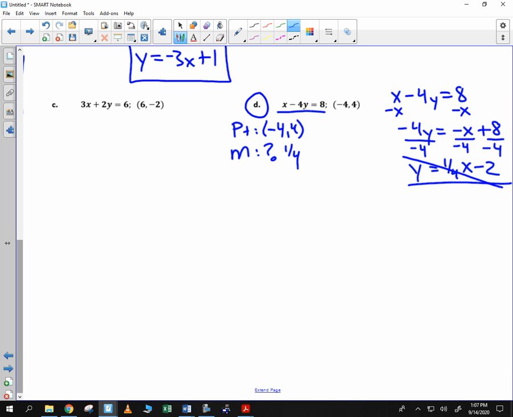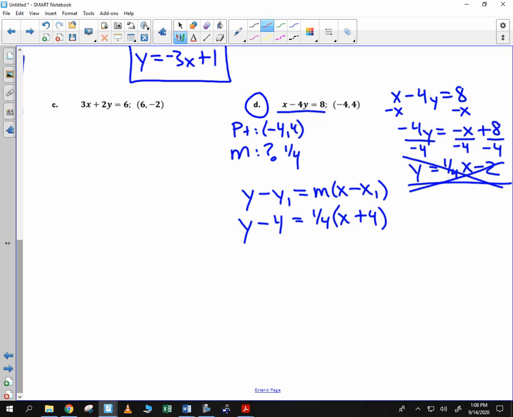But this is not the equation for the line. It's simply the line that it's parallel to. So I now write my equation for my line. Y minus 4 equals 1/4 times x plus 4. We distribute our fraction through, and we get y minus 4 is equal to 1/4 x plus 1. Add the 4 to both sides. Y equals 1/4 x plus 5.